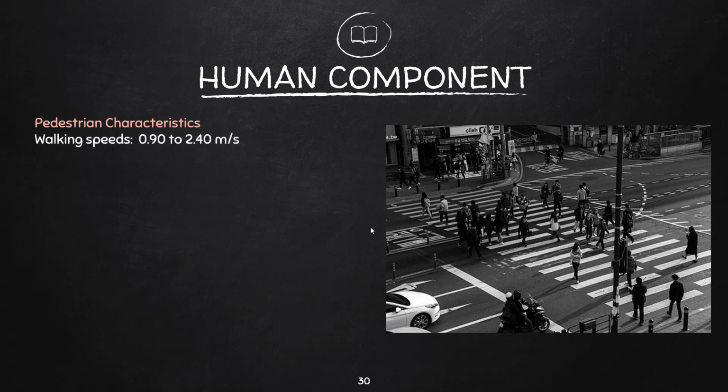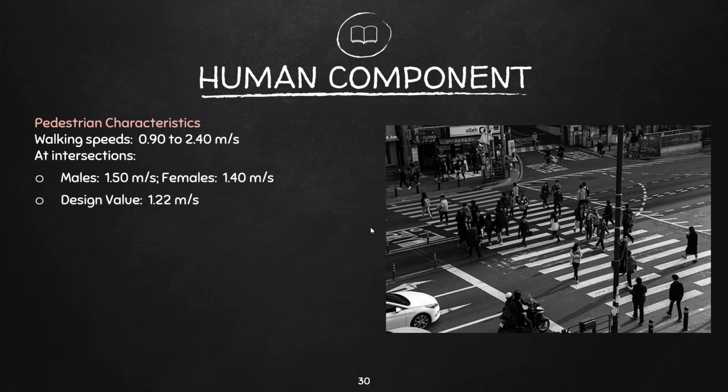Pedestrian characteristics: walking speed is about 0.9 to 2.4 meters per second, and this is affected by your age, by your stride or your pacing. So there are some factors. At intersections, males have a speed of 1.5 meters per second and females 1.4. Of course, these are just averages. This is not constant, it may change. Design value is 1.22 meters per second.